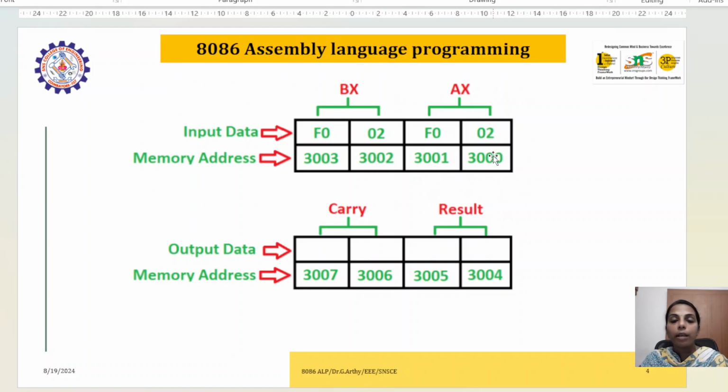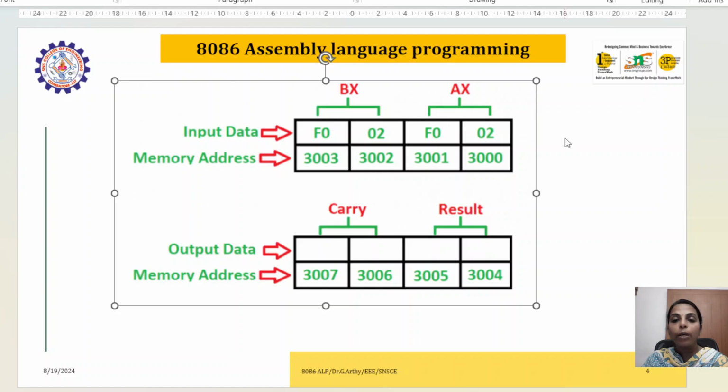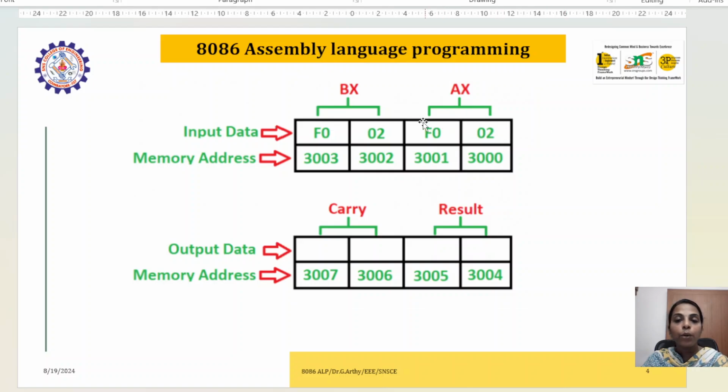The question says that in 3000 and 3002, I have to give the inputs, right? These inputs are 16-bit data, and for storing 16-bit data, I need the registers AL and AH together. So this will be AL and this will be AH. Similarly, this will be BL and this will be BH. So this is 8-bit, this is 8-bit, all together we have 16 bits.